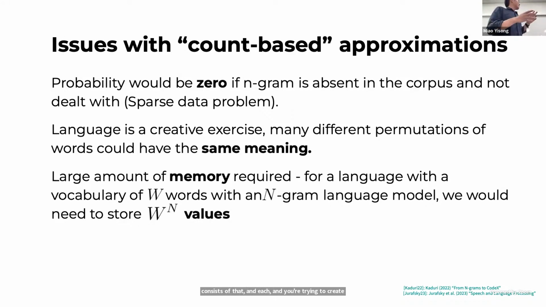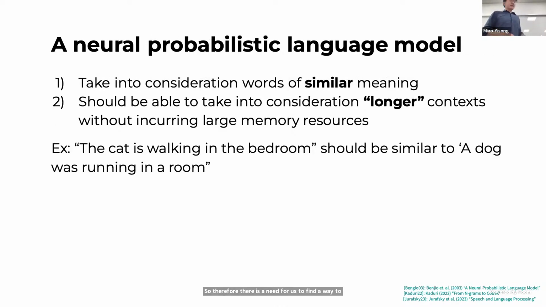It's not that bad, but you realize that you actually go up at an exponential scale. So therefore, there is a need for us to find a way to reduce this memory load or this memory runtime that we have. So therefore, Bengio actually introduced this concept known as a neuro-probabilistic language model, in which we take into consideration words of similar meaning, and we should be able to take into consideration longer context without incurring large memory resources.